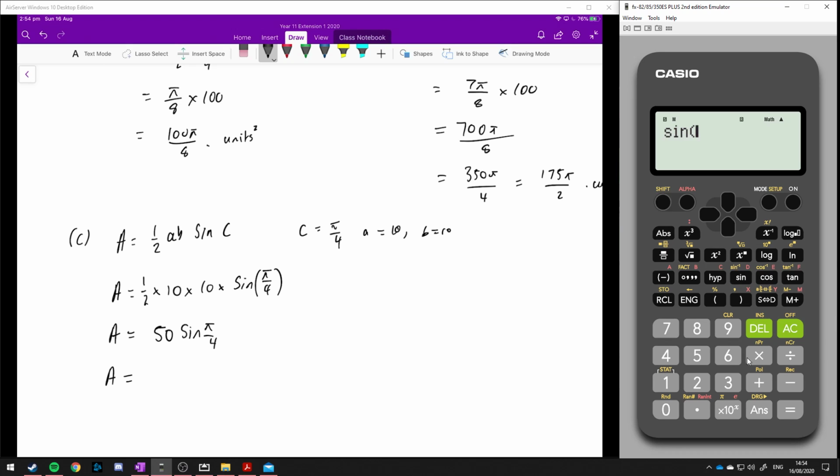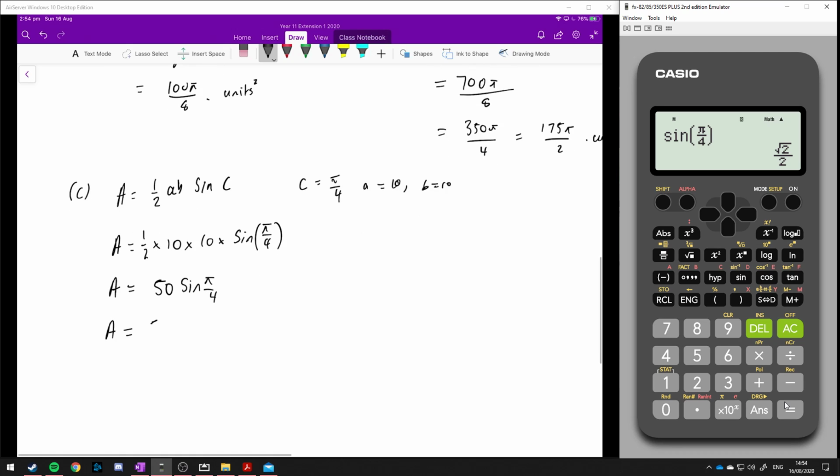So sine of pi on 4 equals root 2 on 2. If you don't have one of these calculators, I won't do that for you, obviously, but sine pi on 4, which is 45 degrees, is root 2 on 2, or 1 on root 2. So 50 times root 2 on 2 is equal to 25 root 2. So that's the area, and that's units squared there.